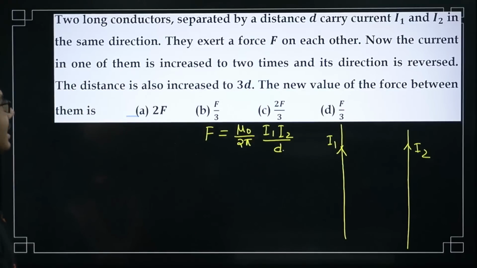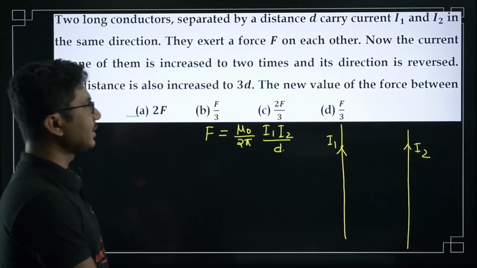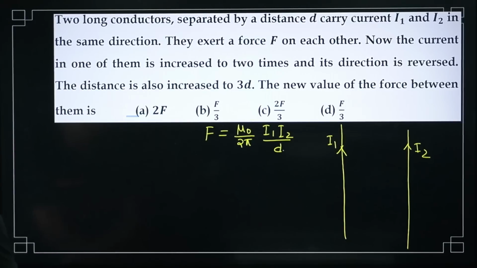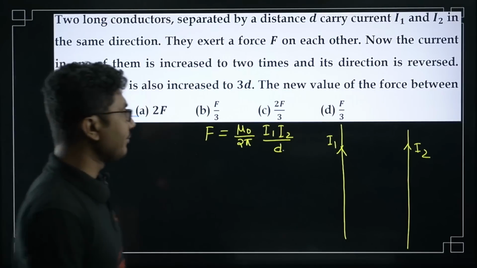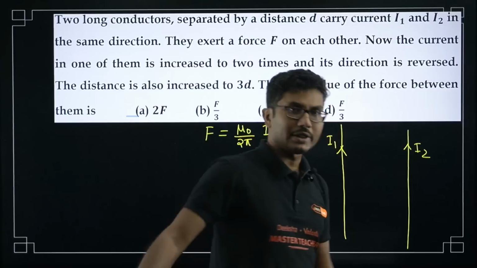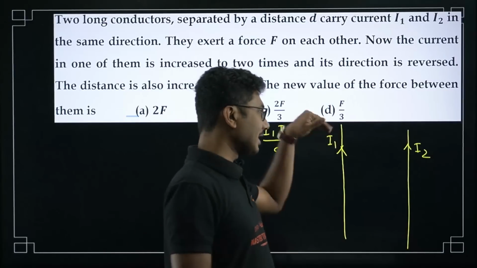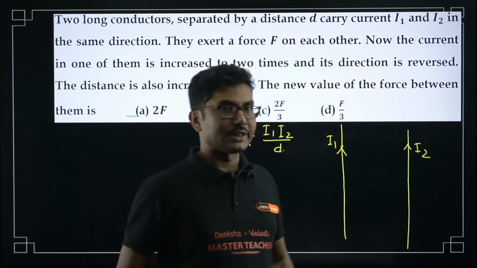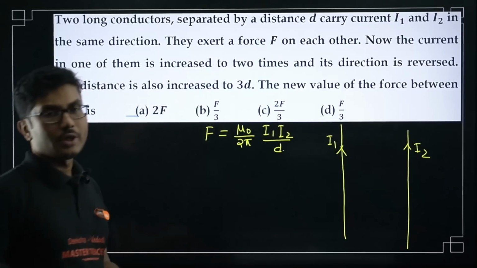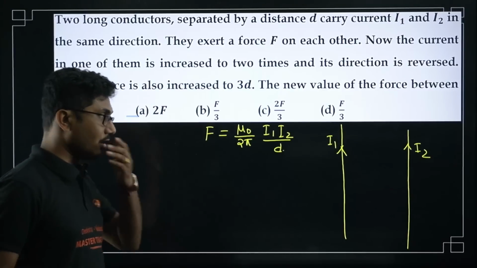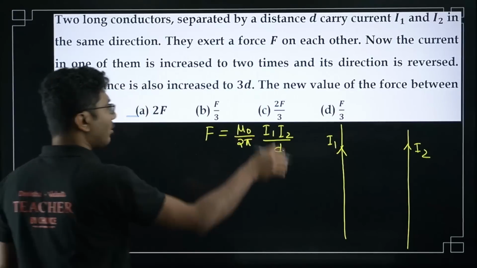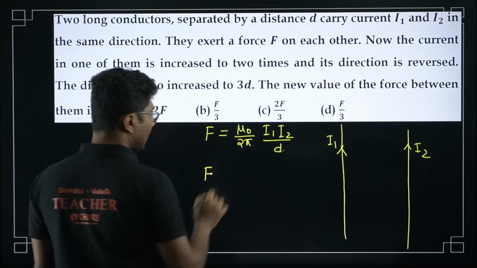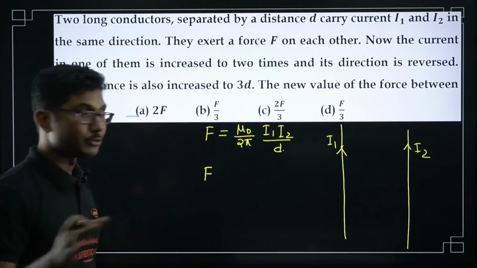Now the current in one of them is increased to 2 times and its direction is reversed. The distance is also increased to 3d. What is the new value of the force? If both are carrying current in the same direction, they will attract each other. If the current is in the reverse direction, they will repel each other. But the magnitude of the force does not depend on the direction, only the attraction or repulsion depends on the direction. So the formula will not change.